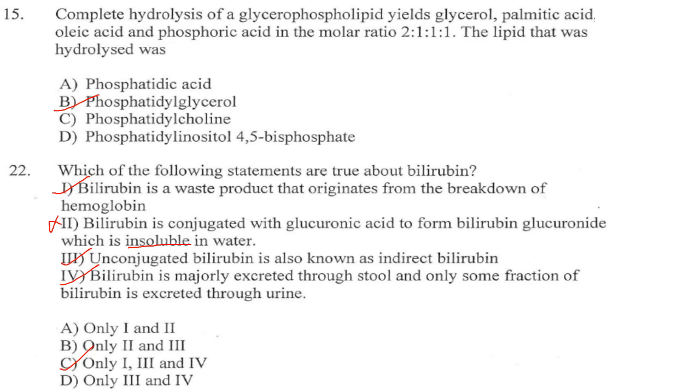Unconjugated bilirubin is also known as indirect bilirubin. That is also correct. Bilirubin is majorly excreted through stool and only some fraction of bilirubin is excreted through urine. That is also correct. So 1, 3 and 4 are correct. So the answer is option C.